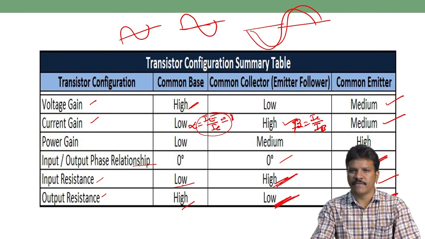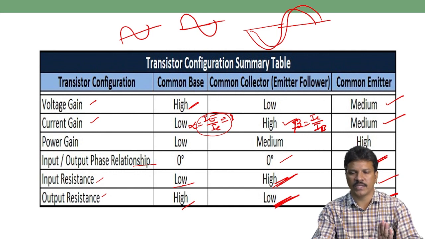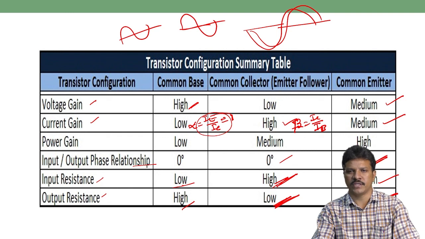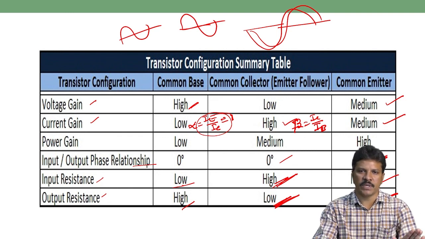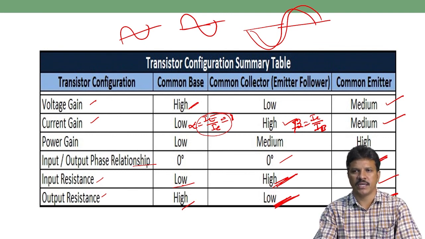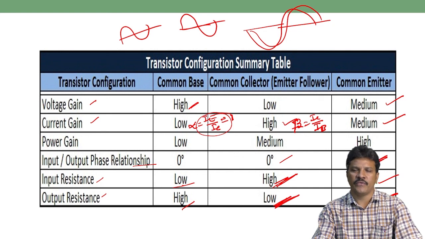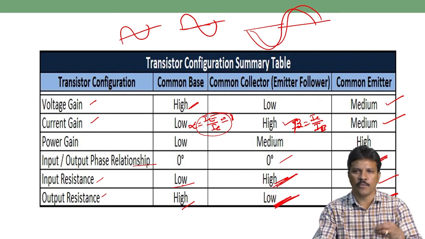What is the importance of configurations: common base, common emitter, common collector? When any transistor is connected in any network or electronic circuit, it must be one among the configurations CE, CB, CC. Based on these parameters, if you require high input impedance and low output impedance, like impedance matching, then prefer common collector. If you want low input impedance and high output impedance, prefer the common base, mostly at the input side.